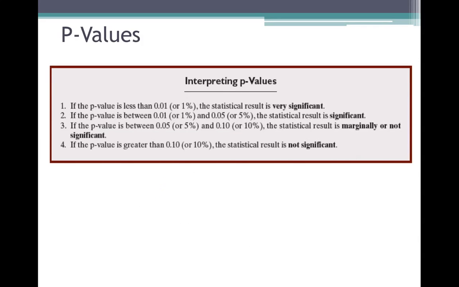To interpret p-values, we say that any p-value that's less than 0.01, which is 1%, is called statistically very significant. If the p-value is between 1%, 0.01, and 0.05, we say the statistical result is just significant. Anything greater than 5% is not going to be significant. Between 5 and 10%, we say marginally or not significant, and greater than 10%, we say not significant.